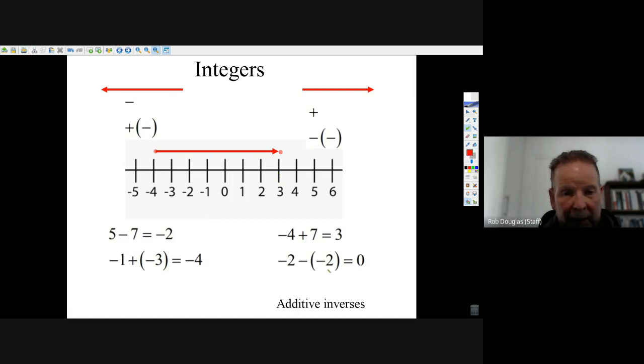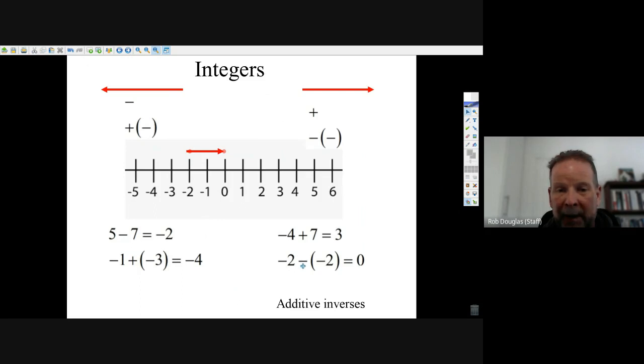But if you subtract a negative, you go in the same direction. So what would happen if you started at -2 and then you subtracted -2? Well, that's the same as just adding 2. And that means you would just go to 0. -2 minus -2 is -2 plus 2. You go 2 to the right. And that just equals 0.